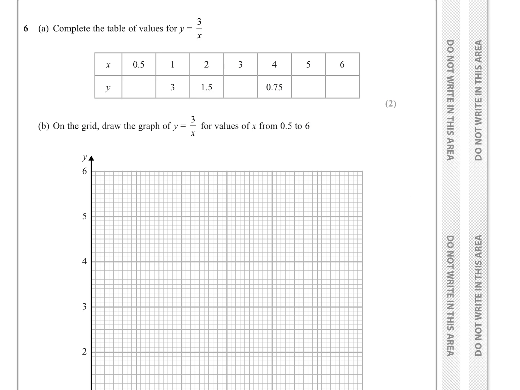So, question 6. Complete the table of values for y is 3 divided by x. We can use our calculator. 3 divided by a half, that's 6. 3 divided by 1 is 3, and so on. And then 3 divided by the 3 here is 1. 3 divided by the 5 is the same as 6 divided by 10, so that's 0.6. And then 3 divided by 6 is back to 0.5 again. So you can notice this correlation here, an inverse relationship between these values. It's worth noting.